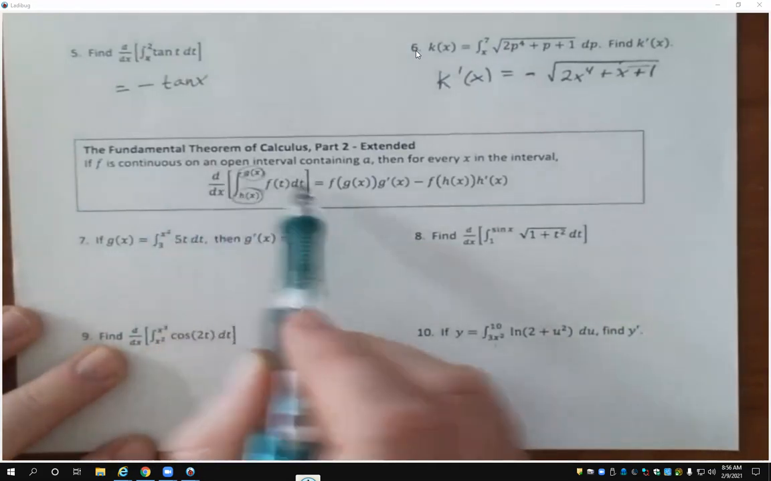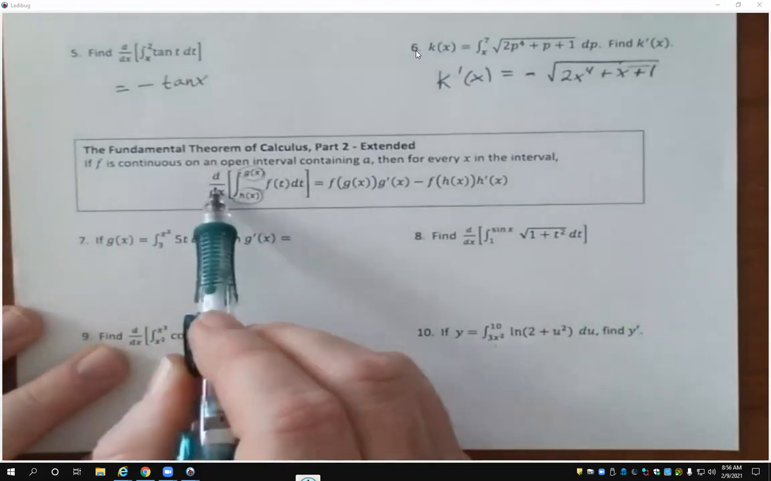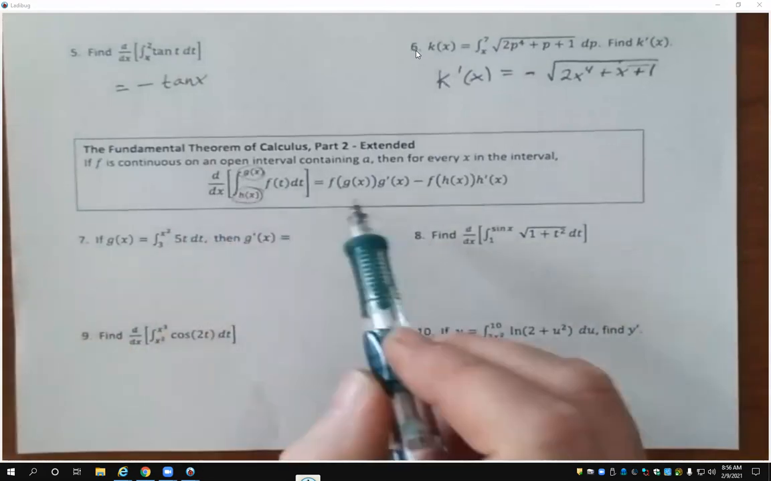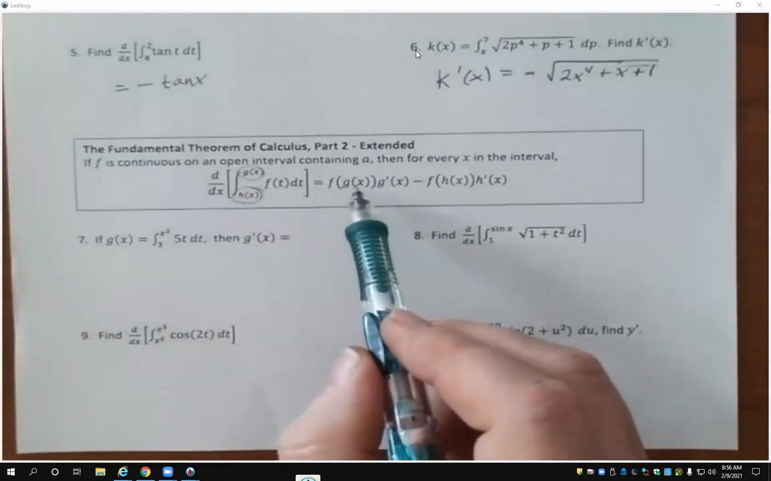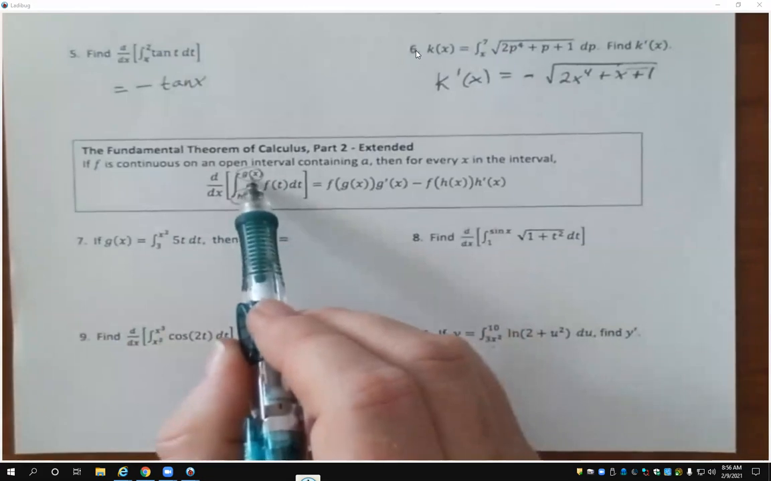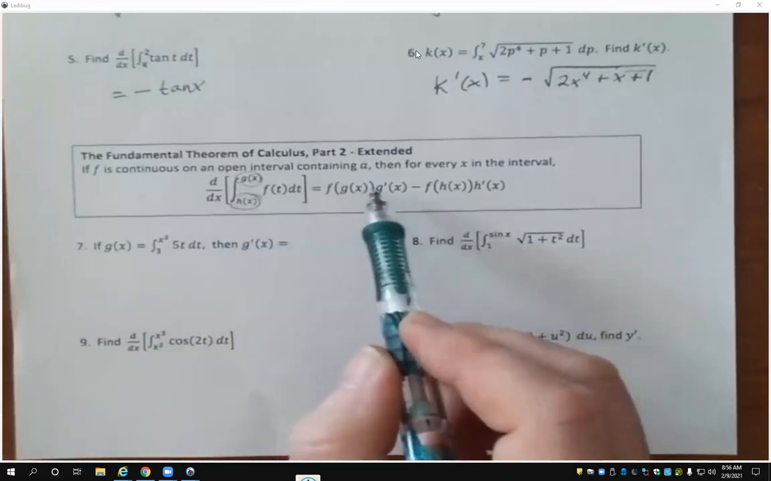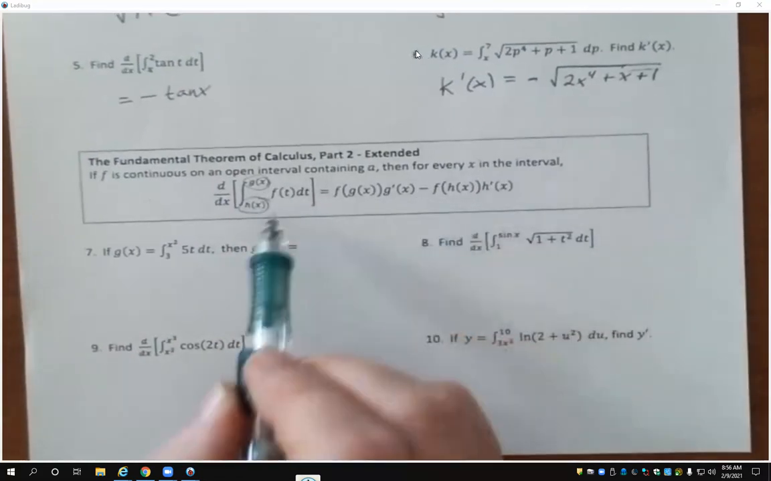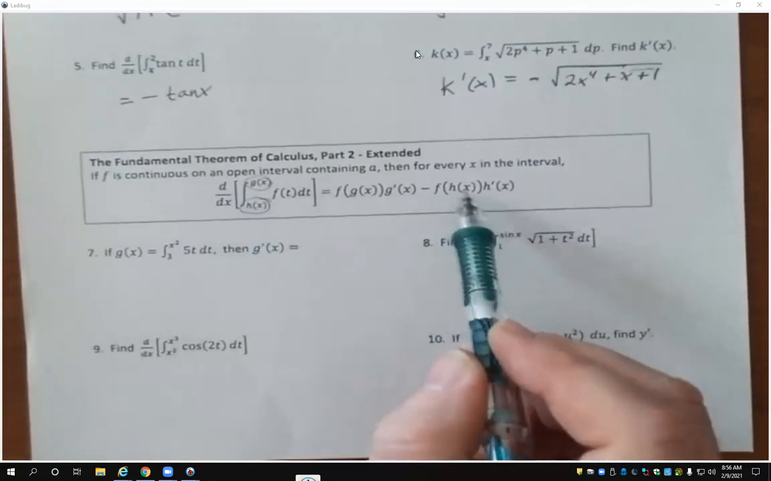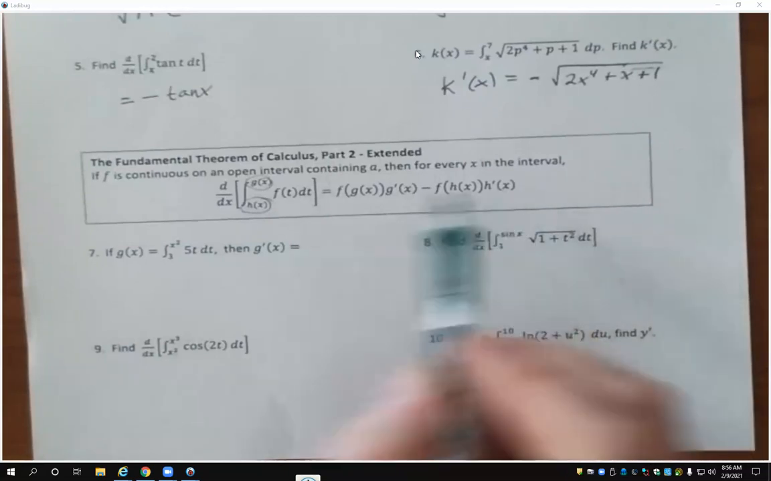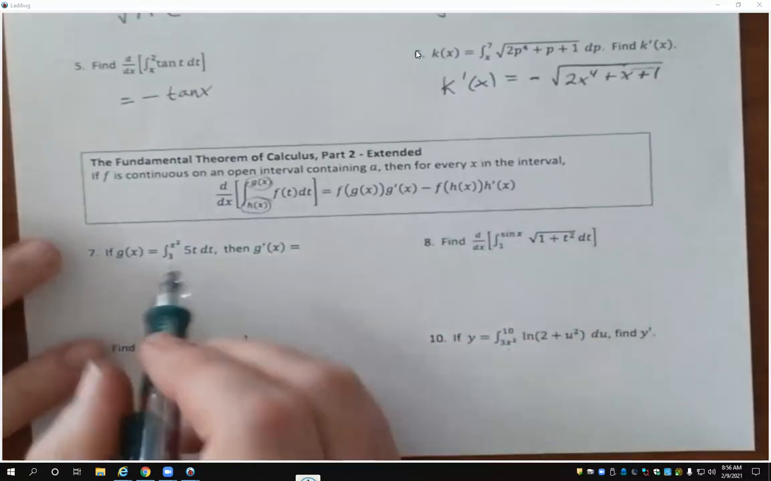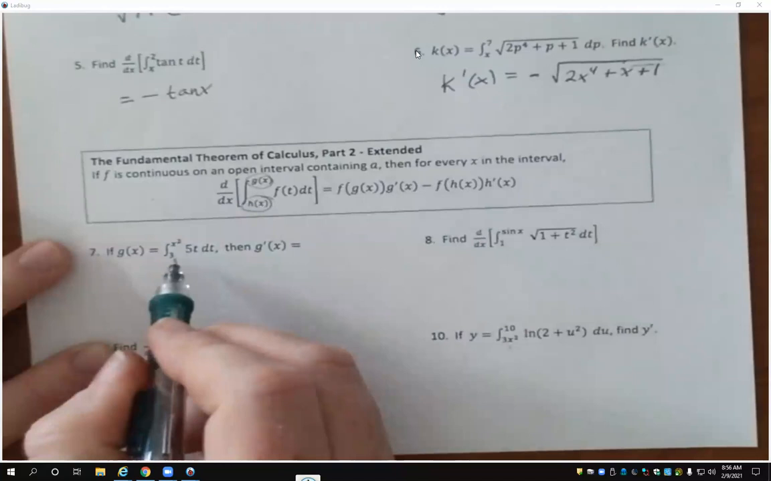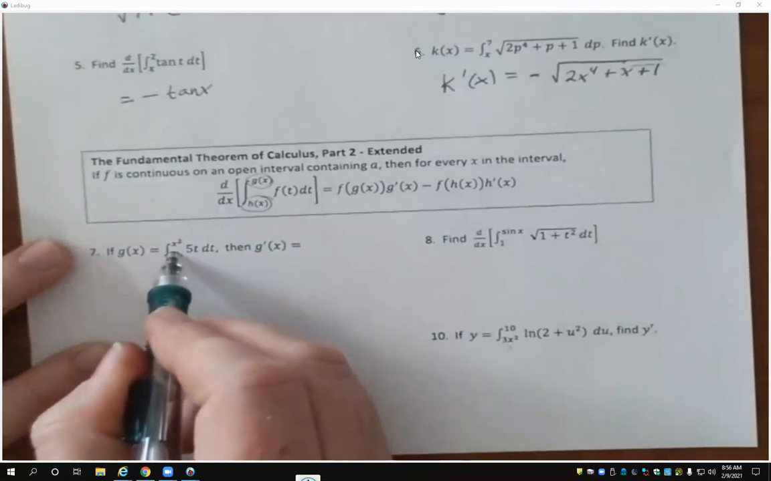F is a continuous function, so f of x is equal to this, okay? So we're going to do f of g of x, which means the top function times the derivative of g of x. That's the chain rule right there. Minus, if this is a function, f of h of x times h prime of x. Okay, so first one here, number 7, we have a constant down here.